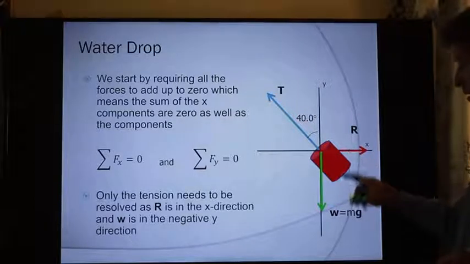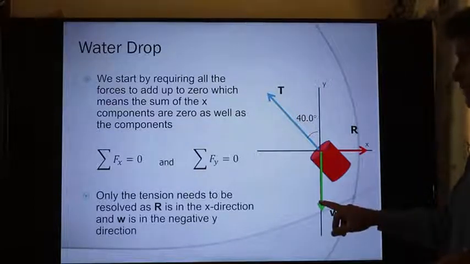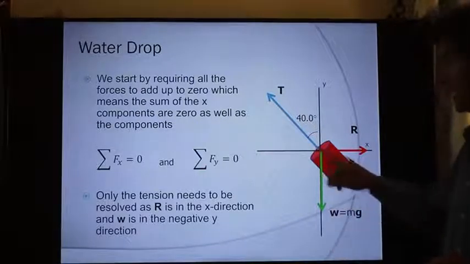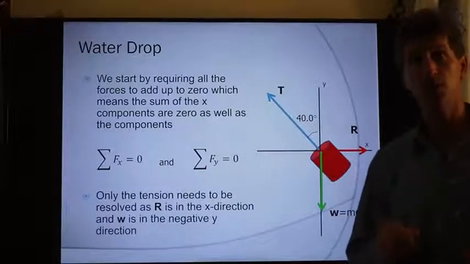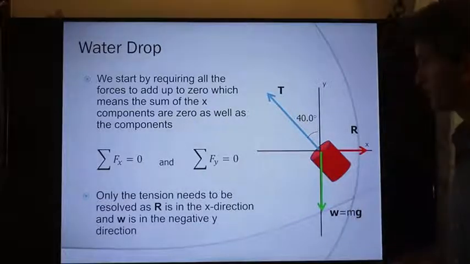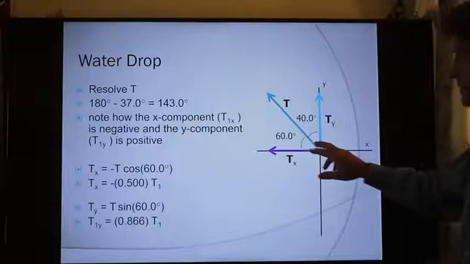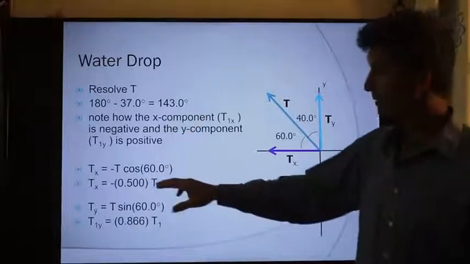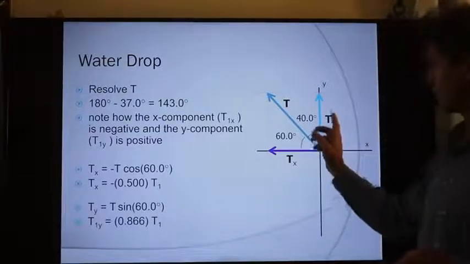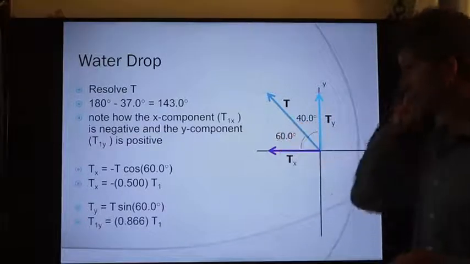I want to find R. I have the weight if I multiply the mass times the acceleration of gravity, and I can find the tension. I've got two unknowns. I've got an x equation and a y equation, so I have two equations. So I resolve the tension component. Here is the tension in the x direction. Here's the tension in the y direction. Notice I'm in the second quadrant, so the x component is negative.